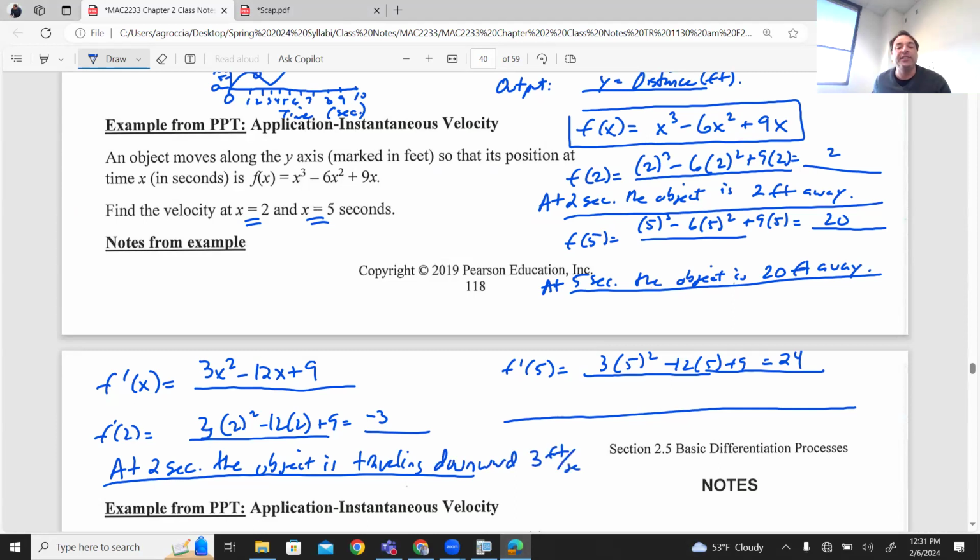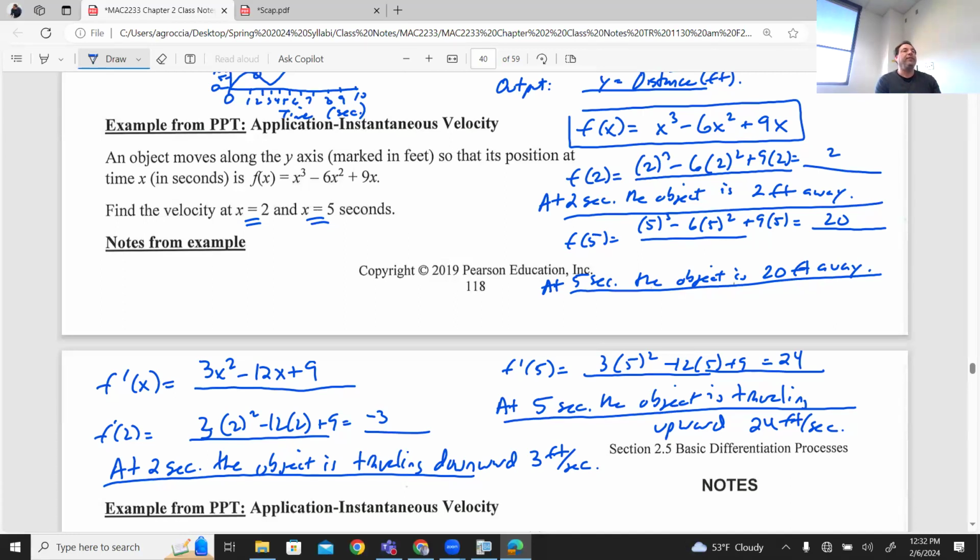Feet per second. So this is not telling me how far away the object is. This is telling me velocity, how fast it's moving, the rate of change. It's traveling downward at 3 feet per second, which is not that fast, right? Because at 5 seconds, the object is traveling. Now it's positive, so what does that mean? Upward, what? 24 feet per second. So this thing's speeding up from 3 feet per second and is now going 24 feet per second.